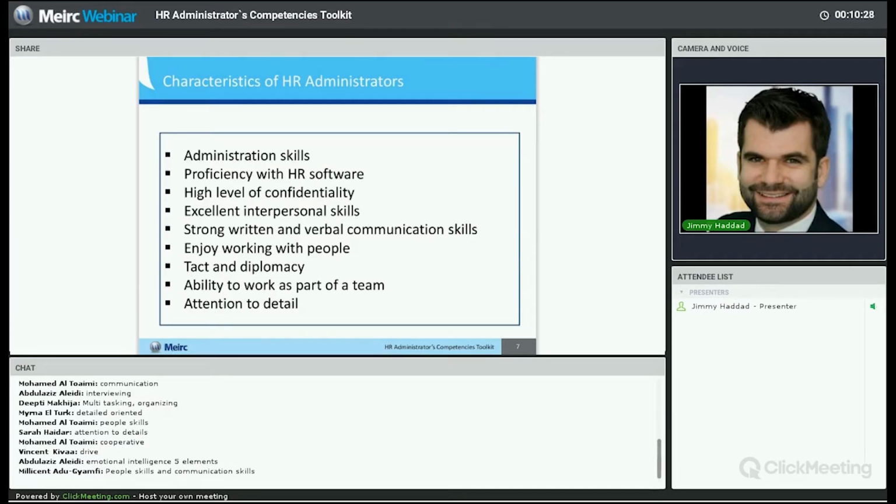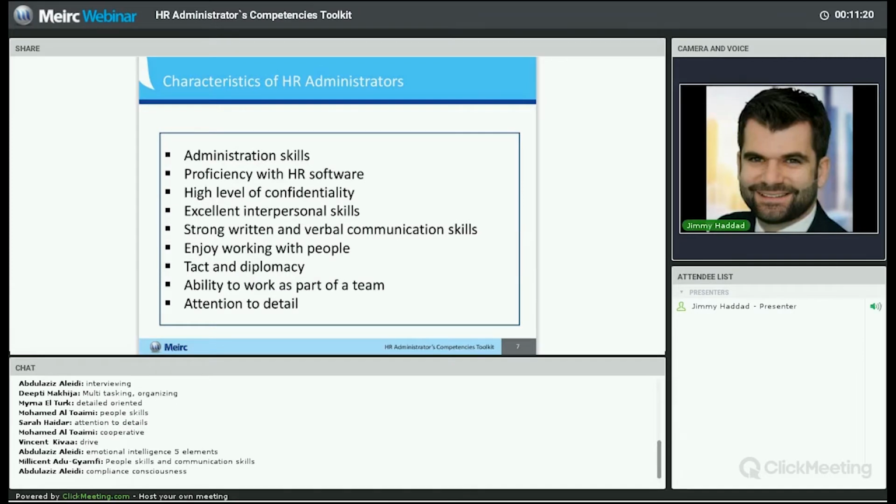And often some of the responses that I hear are related to having some strong administration skills, having proficiency or being excellent in HR software that is used currently in their organization, having a high level of confidentiality, excellent interpersonal skills, also excellent and strong written and verbal communication skills. They like and enjoy working with people. They have diplomacy, they have some tact, they have an ability to work as part of a team, and they have attention to detail. As you can see, we can have a huge number of competencies when it comes to building a successful HR administrator.